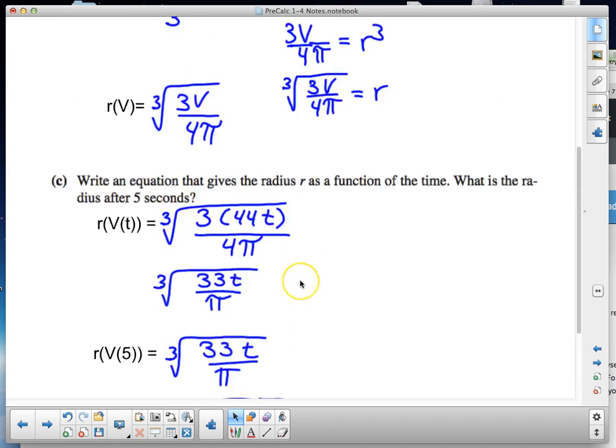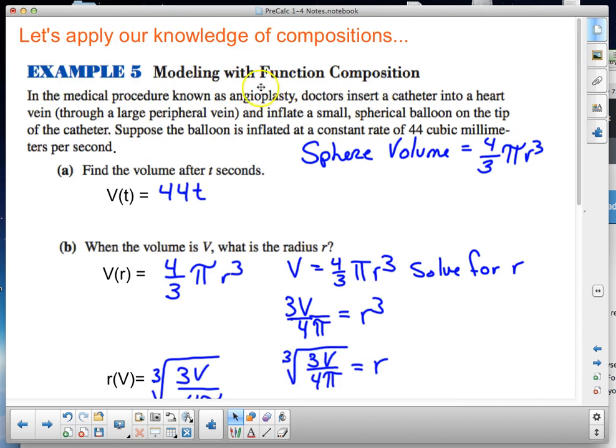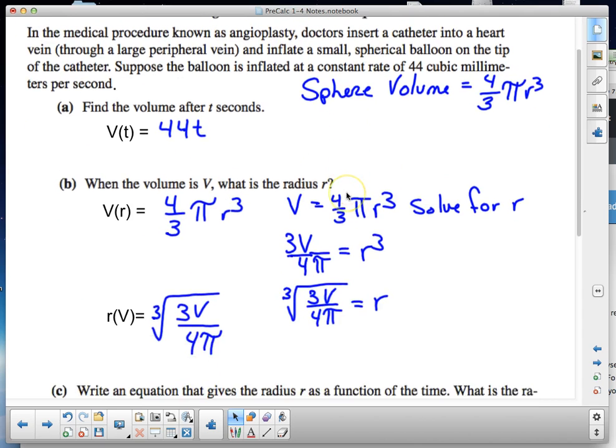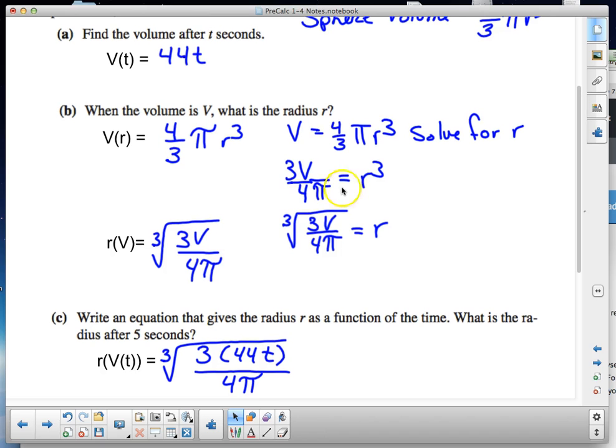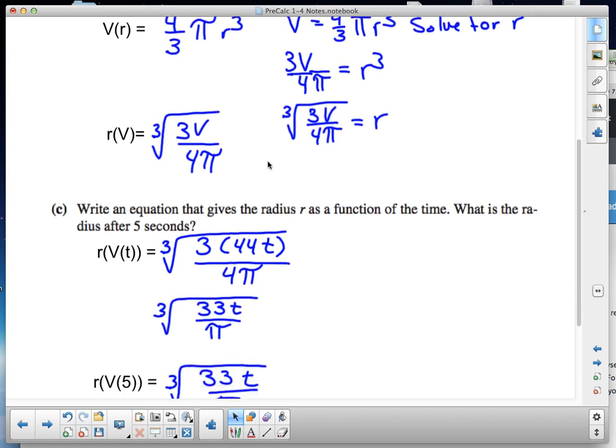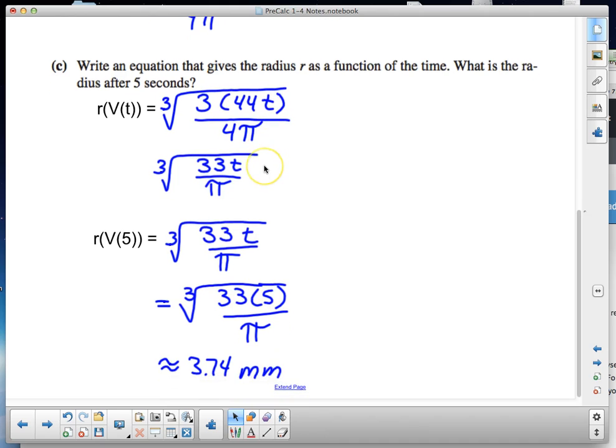Okay, so we've answered this as talking about the modeling with function composition. So we've got that set up as we step through, and we know our radius for our angioplasty.